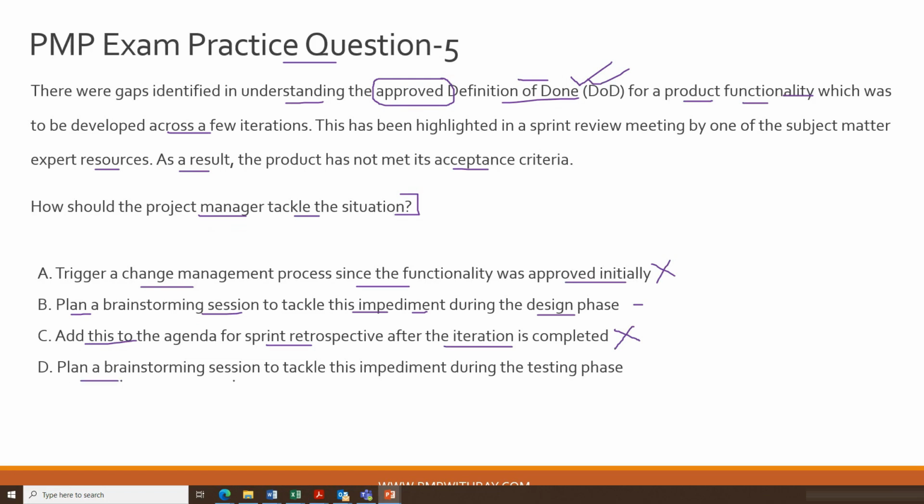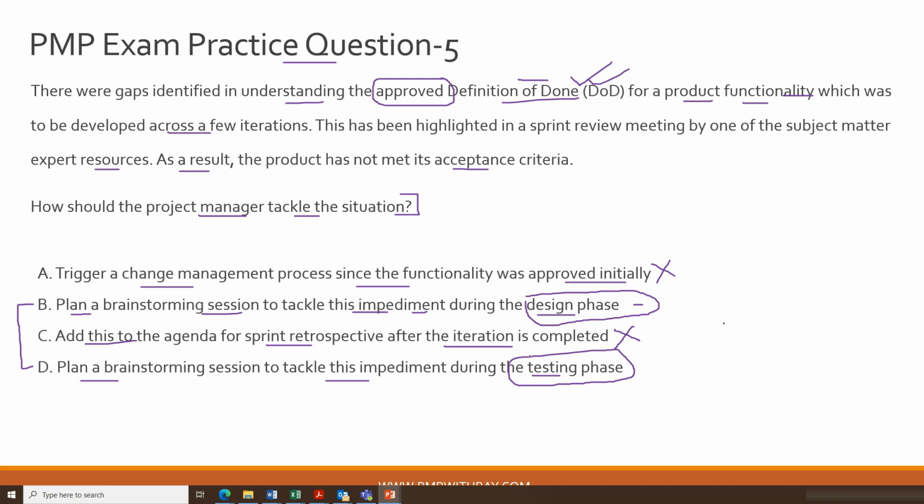Option D, plan a brainstorming session to tackle this impediment during the testing phase. Now if you look very closely at option B and option D, the only point of difference is the design phase and the testing phase here. One option is recommending you to tackle this problem in the design phase, which is fairly early in the project, and another option is recommending you to tackle the problem in the testing phase, which is fairly late in the project, right? Now, you tell me, guys, as a sensible project manager, what is a good approach: to tackle a problem early or to tackle a problem late?